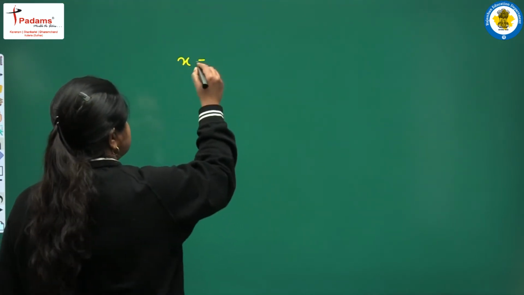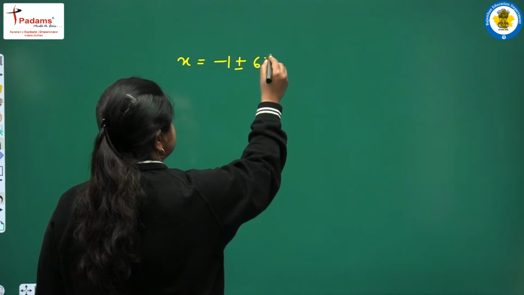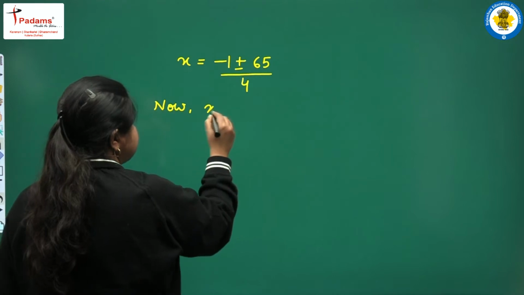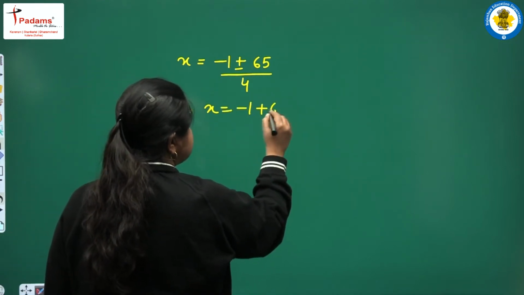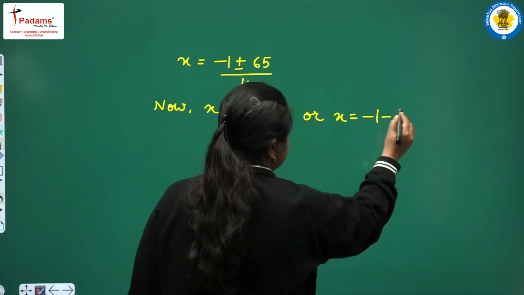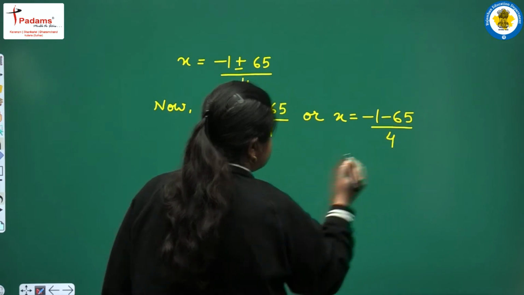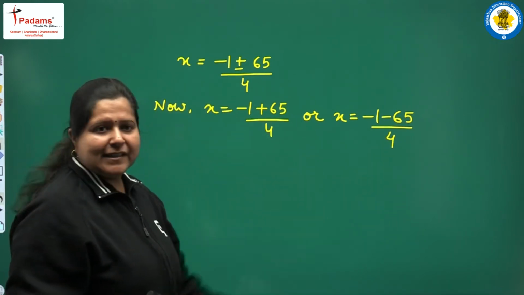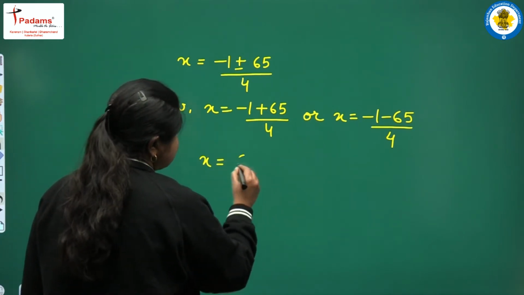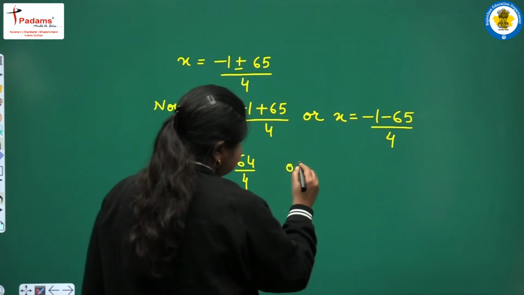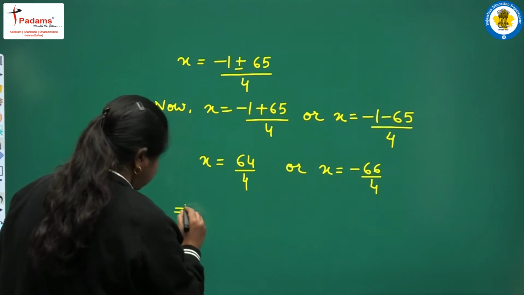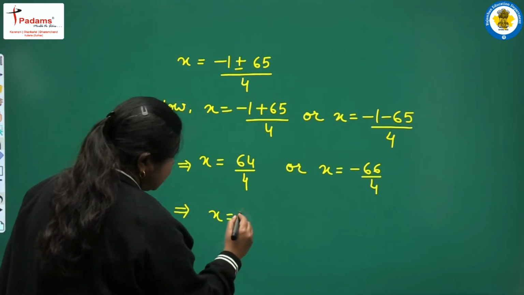We have x equal to -1 plus -65 upon 4. Now x is equal to -1 plus 65 upon 4, or x is equal to -1 minus 65 upon 4. एक बार हमने पॉजिटिव वैल्यू ली और एक बार हमने नेगेटिव वैल्यू ली, तो इन दोनों में से कोई एक वैल्यू होगी x की. यहाँ देखते हैं x will be equal to 64 upon 4, और x will be equal to -66 upon 4. From here we get x equal to 16.